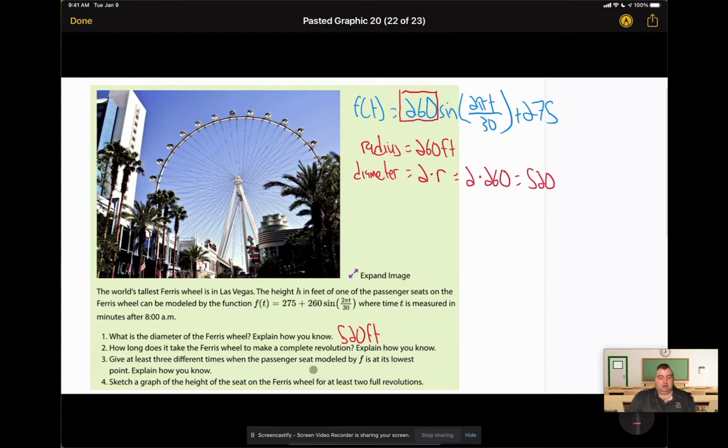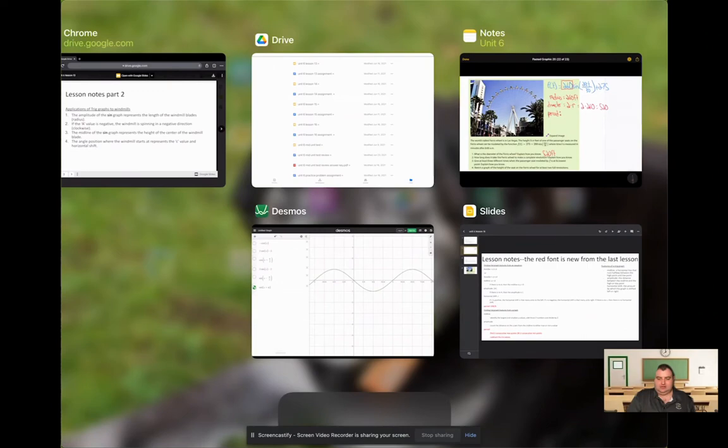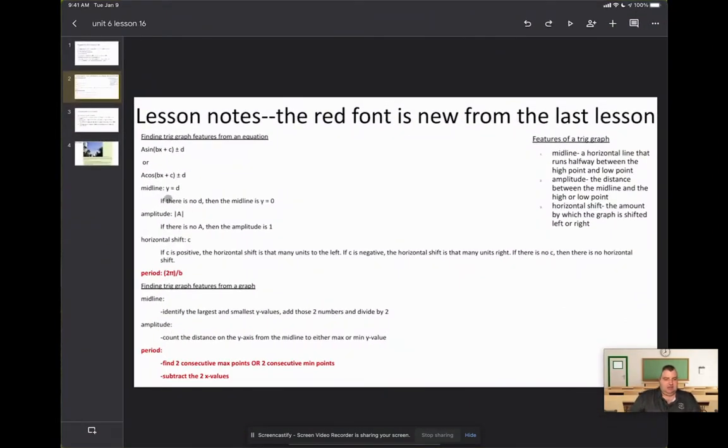Okay. How long does it take the Ferris wheel to make a complete revolution? Explain how you know. So think about what that means. They're asking, how long does it take for the Ferris wheel to make one full, complete rotation? In other words, that's asking for the period. Okay, so to find the period, let's go back to our lesson notes. We're going to use that b value that's being multiplied by x, or in this case t, inside the parentheses. So it's the number that's attached to x or t or theta inside the parentheses.